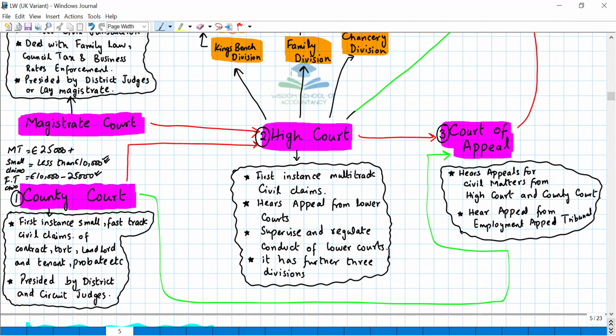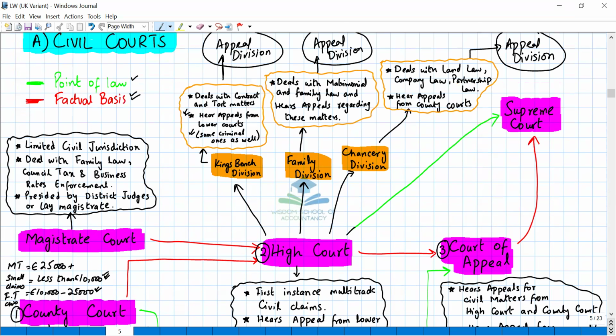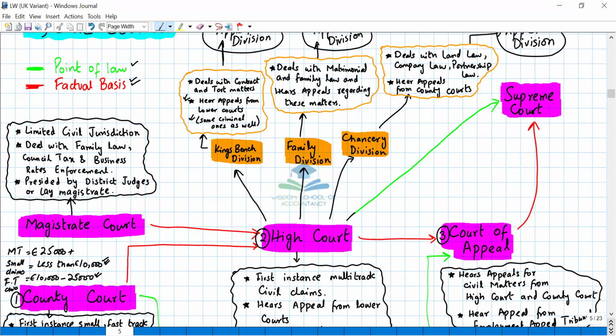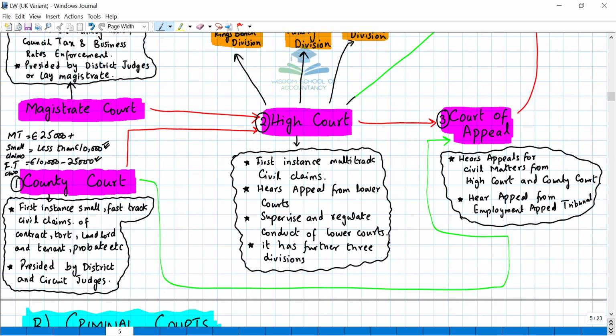Now, this is a very interesting point: some appeals are made on a point of law and some appeals are made on a factual basis. Now, I have written down here that the green line represents point of law appeal, while the red line represents the factual basis appeal. Now, you can clearly see a green line that is going from county court to Court of Appeal.